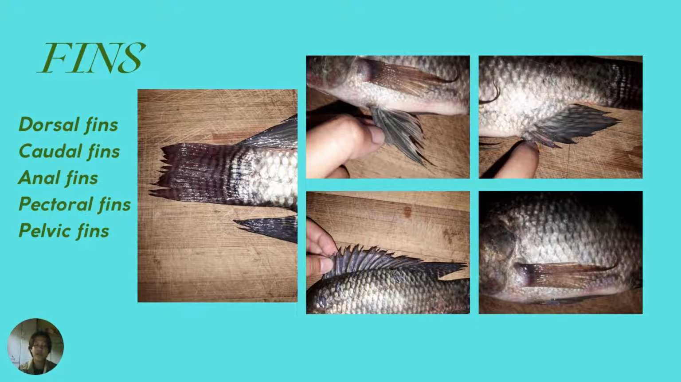Fins. There are five types of fins. First is dorsal fins, which are found on the back of the fish. There may be up to three of them. The fish uses this fin for balance in the water and sudden movements.